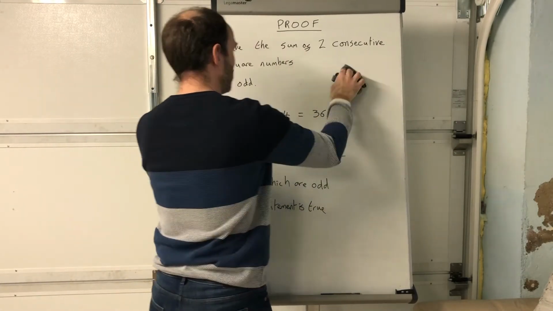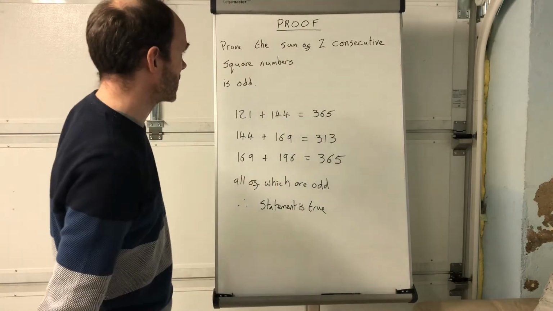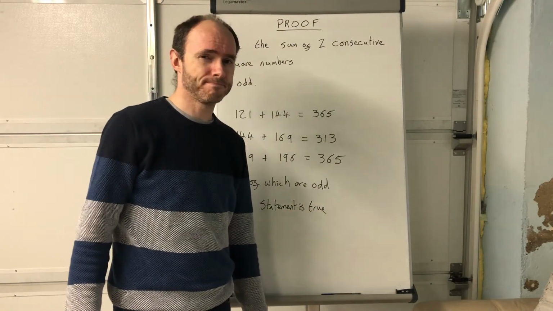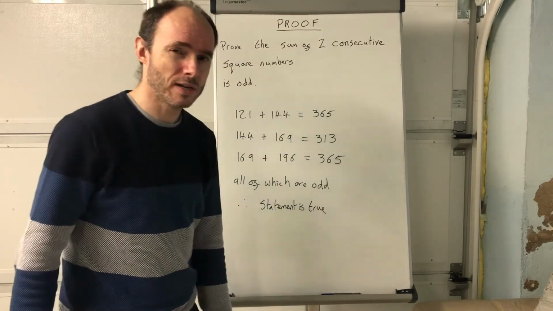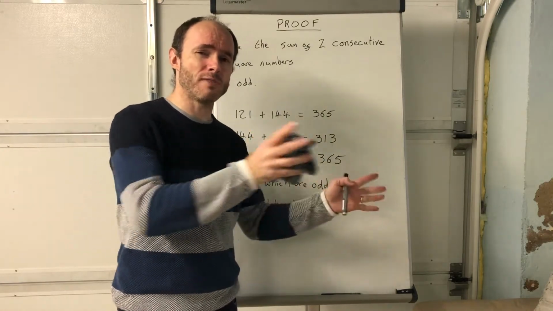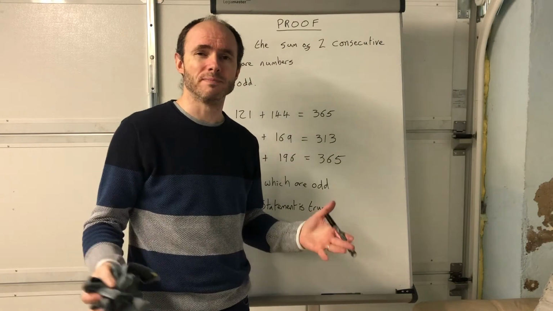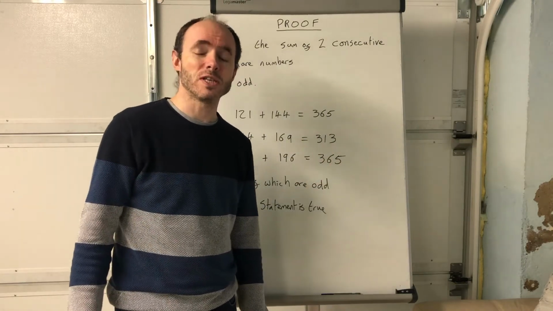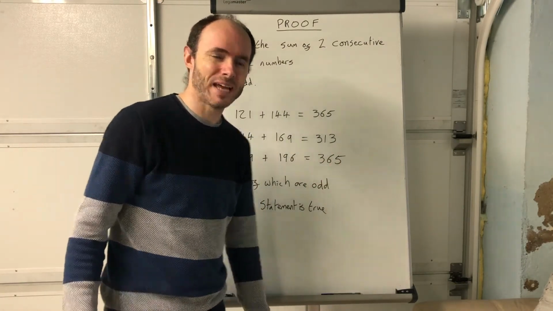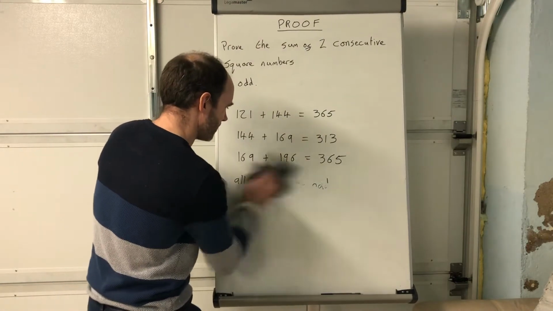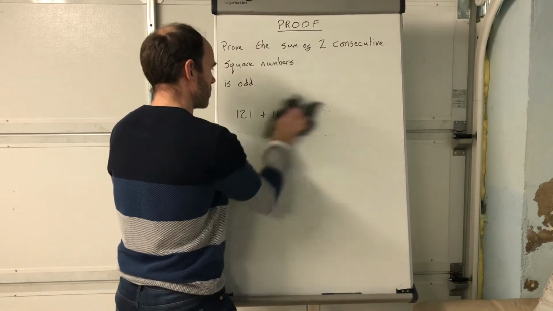but without that bit. Prove the sum of two consecutive square numbers is odd. Can't do that by exhaustion, because you cannot substitute every single value. The numbers go up to infinity. So you'd have to actually do it using what's called a more traditional direct proof. Let's do that. Let's have a look at what we've got.